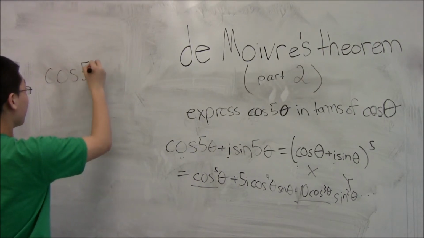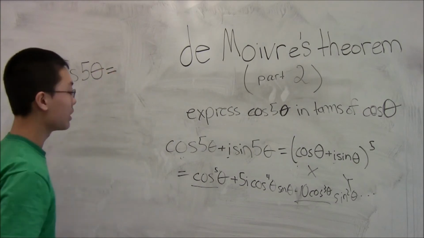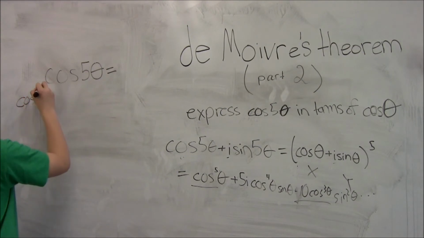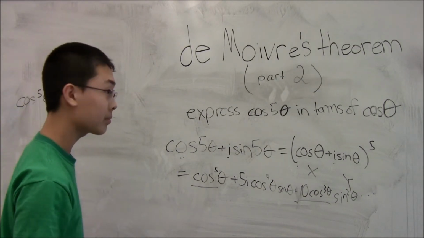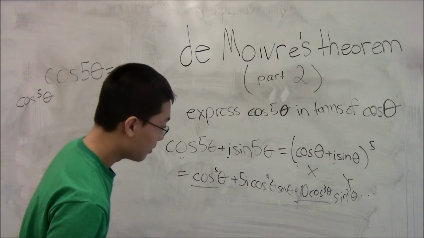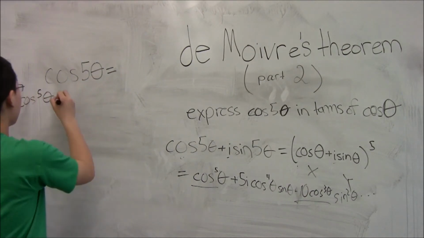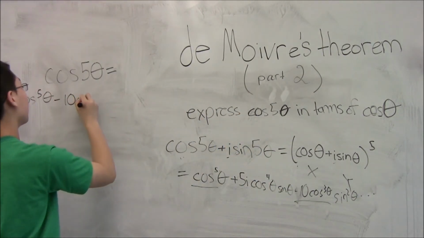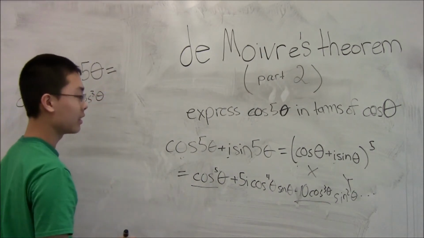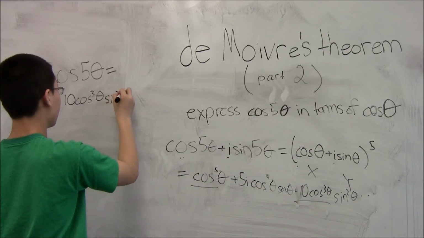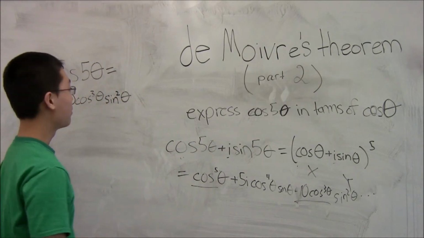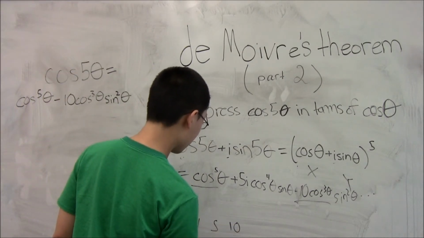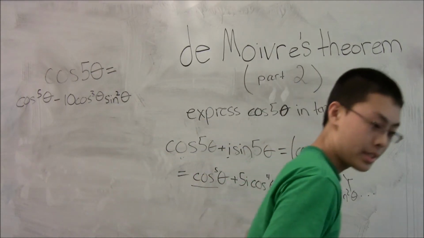Cosine of 5 theta is going to equal, okay, so this is real, cosine to the 5th of theta minus, okay, minus 10 cosine to the 3rd of theta sine squared of theta. I wish I'd written it all out before I erased Pascal's triangle, but I believe it's 1, 5, 10. It's 1, 5, 10.